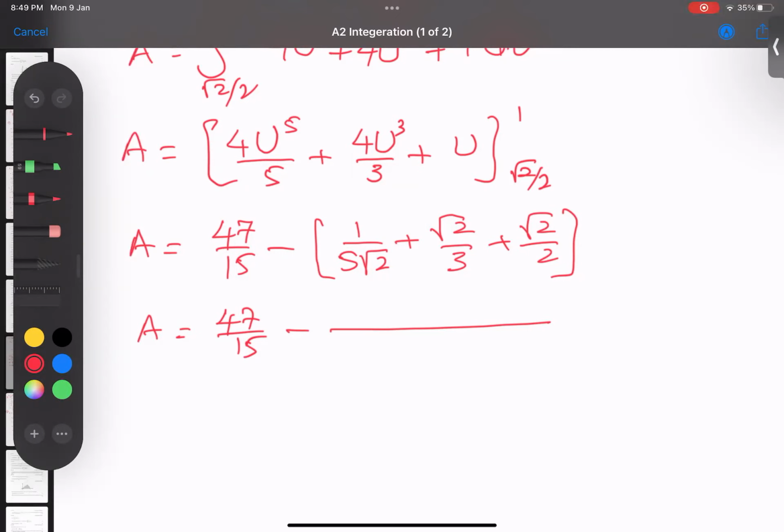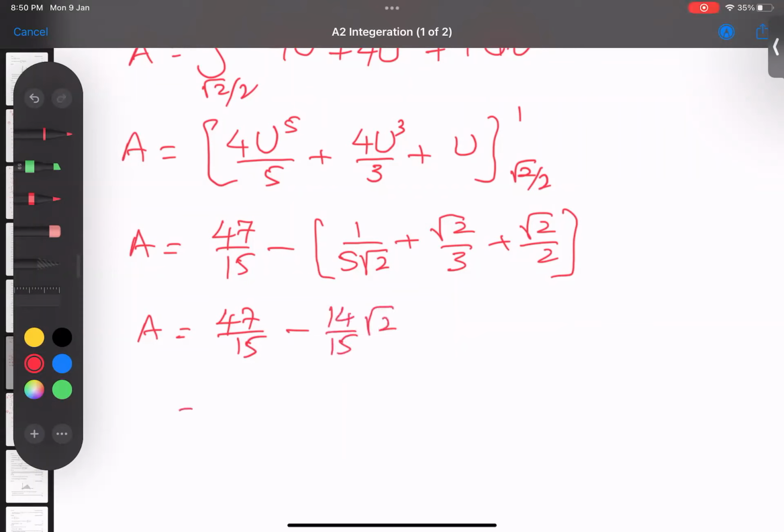5 root 2. Then I have plus again the fraction root 2 divided by 3. Then I check plus root 2 divided by 2. Yeah, it's giving me the exact answer, alhamdulillah. So no need to waste time. I'm getting 14 over 15 root 2.